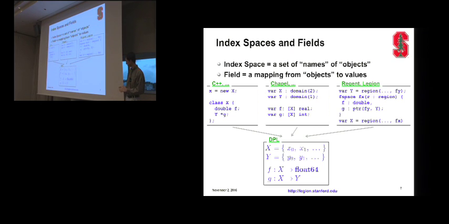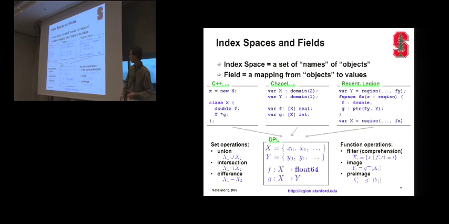And in a nice mathematical world like this, with sets and functions, there's a couple things you can do. You can do things on sets, like union and intersection and difference. And you can do things on the functions, like filter, which is basically set comprehension, or you can compute images of sets and pre-images of sets through these functions. And those are just the standard mathematical image and pre-image operations.